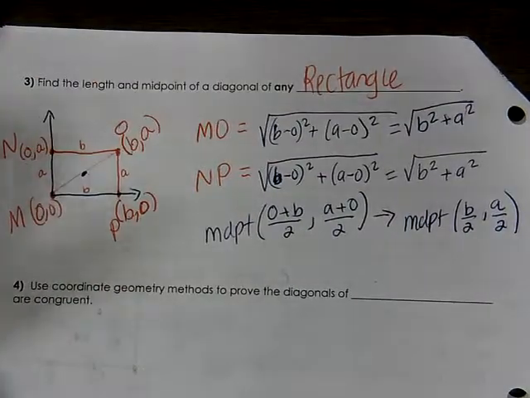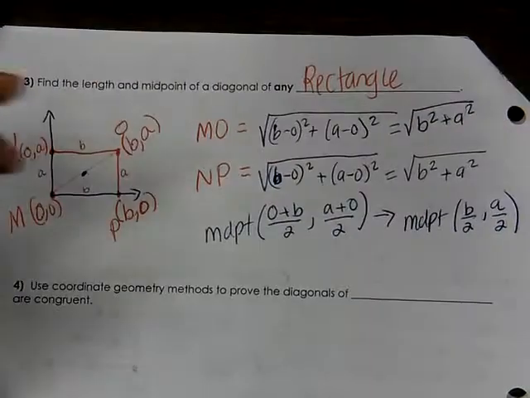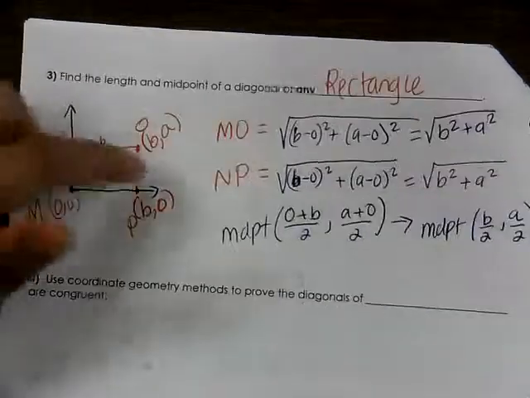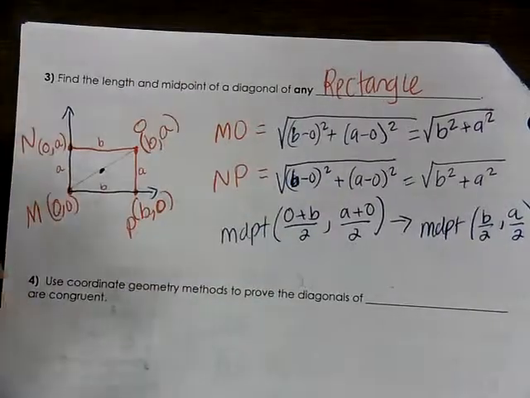That's what kind of makes this a little bit challenging, because there are so many ways that you could pick them. But just think about, what do I know about rectangles? I know the opposite sides are congruent, but they're not all four the same.